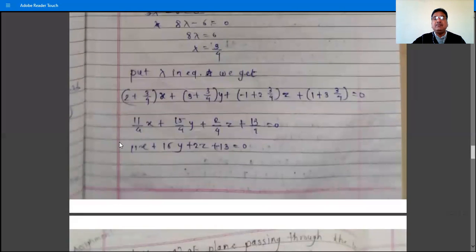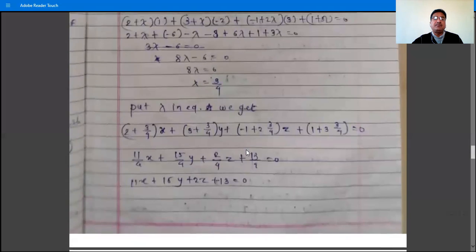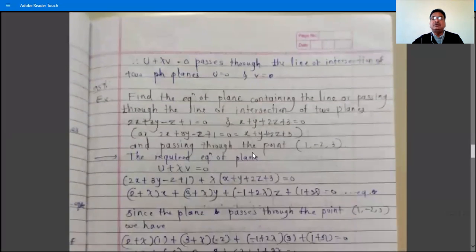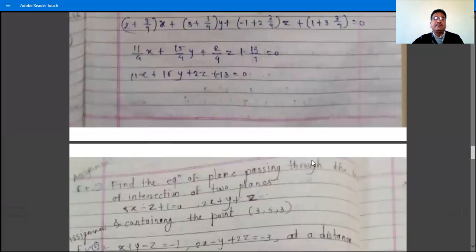Then multiplying by 4, we have 11x plus 15y plus 2z plus 13 is equal to 0, and this is the required equation of plane. This is the equation of the plane passing through the line of intersection of these two planes and passing through the point (1, -2, 3).